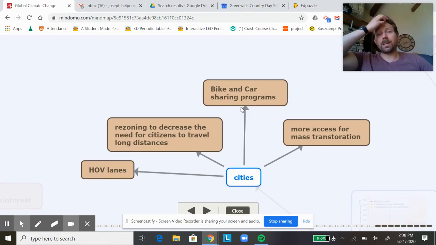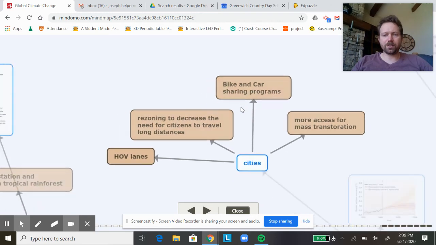What cities can do, they can make it easier for citizens to get around by using bikes or having a car sharing program. Having more access to mass transportation is also really important too. Rezoning, if you're into urban planning, rezoning is a big way in which we can encourage citizens to travel locally or not have to travel long distances. And HOV lanes, high occupancy vehicle lanes, promoting the sharing of cars and the use of cars.